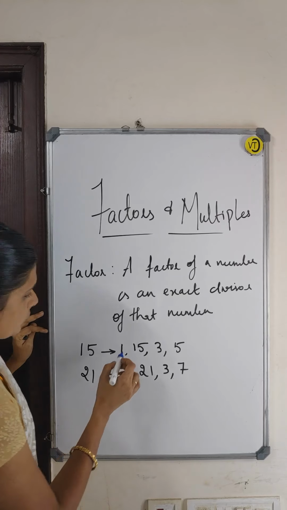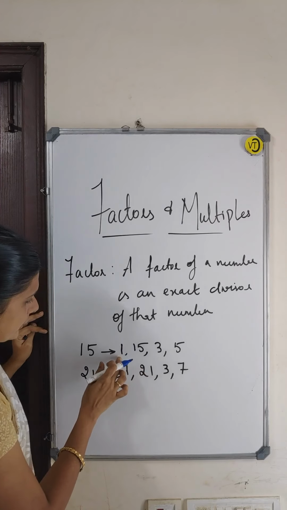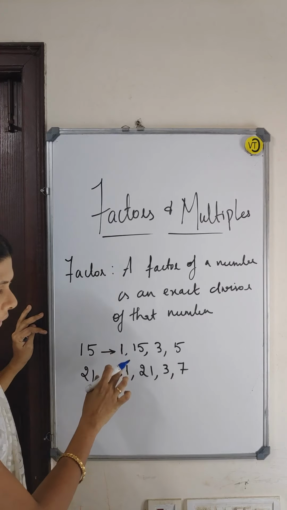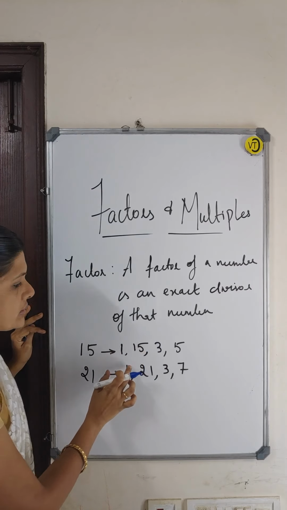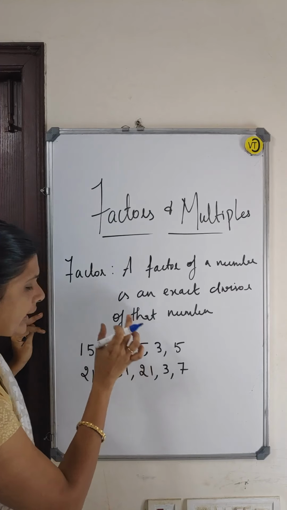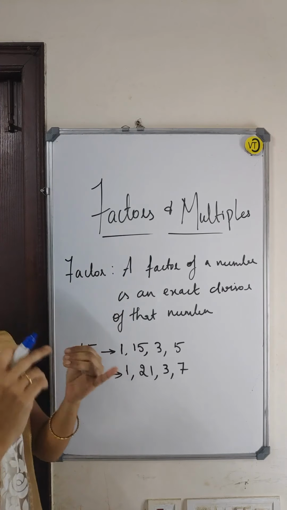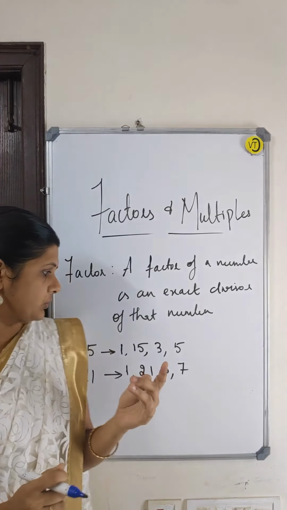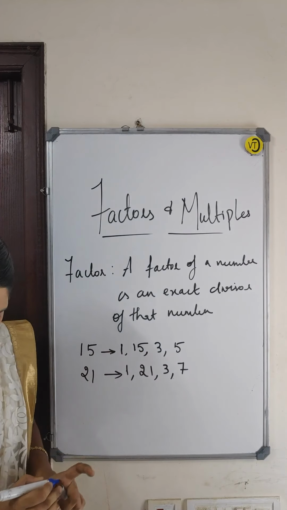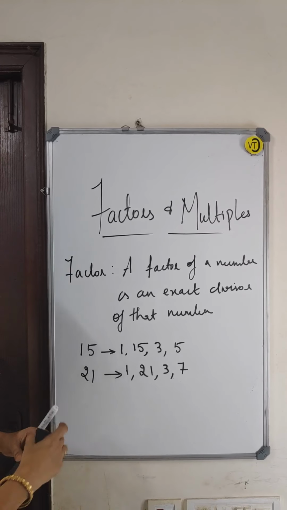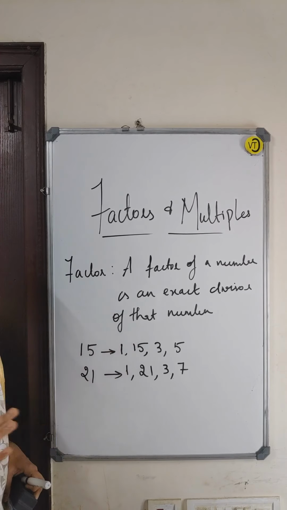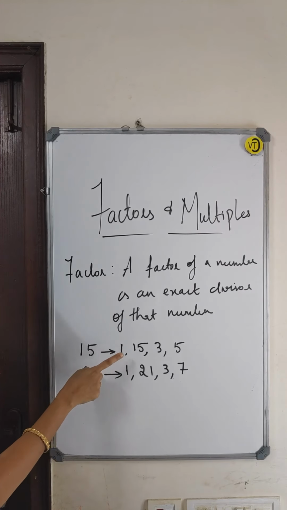Okay guys. So what is the 1 here? 1 is a factor for all these numbers. 1 and the number itself will come. These two factors are compulsory, they have to come. In sense, the number itself and the number 1. Okay? Fine. So 1 is a factor for every number.